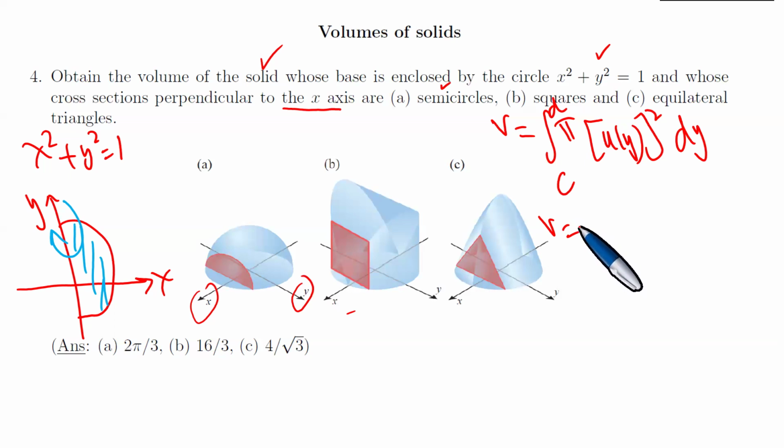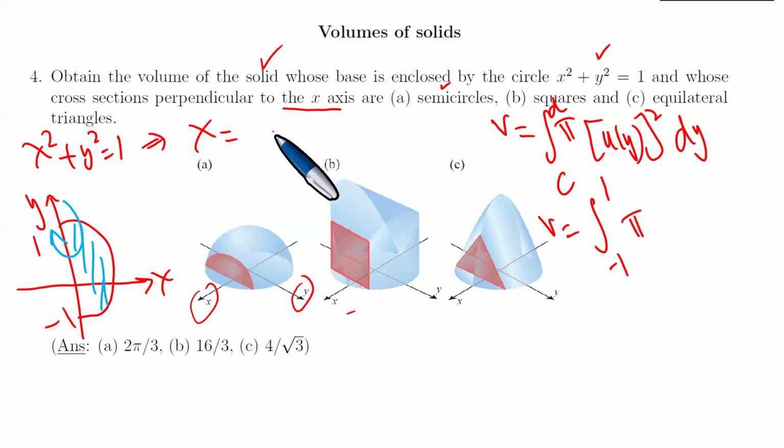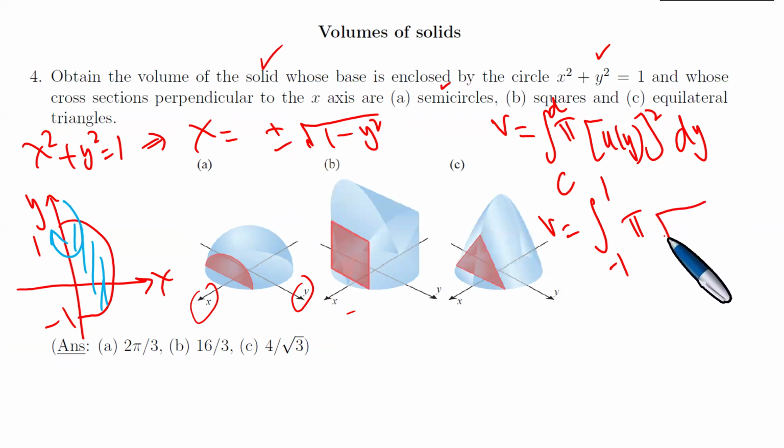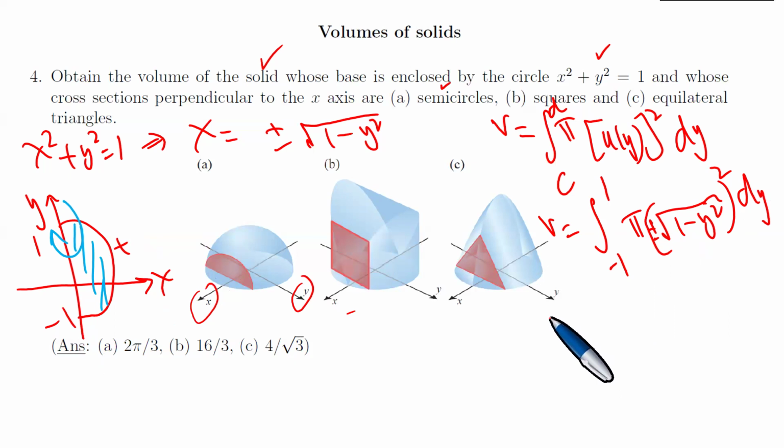If you integrate this very carefully about the y-axis, you're going to integrate from -1 to 1. Then pi, and what is the x? x is plus or minus the square root of 1 minus y squared. You can take either the plus or minus, and then you square it, dy. Obviously it's positive this side, but you can also have it the other way.